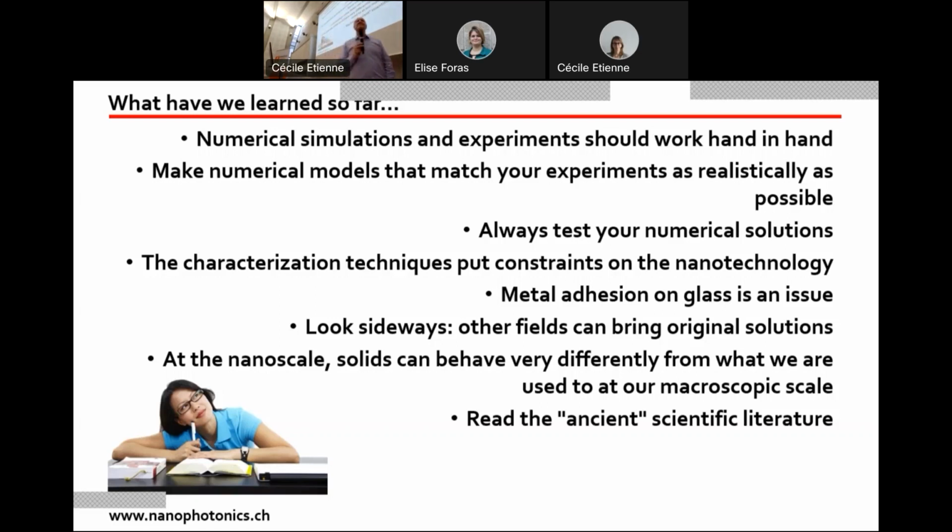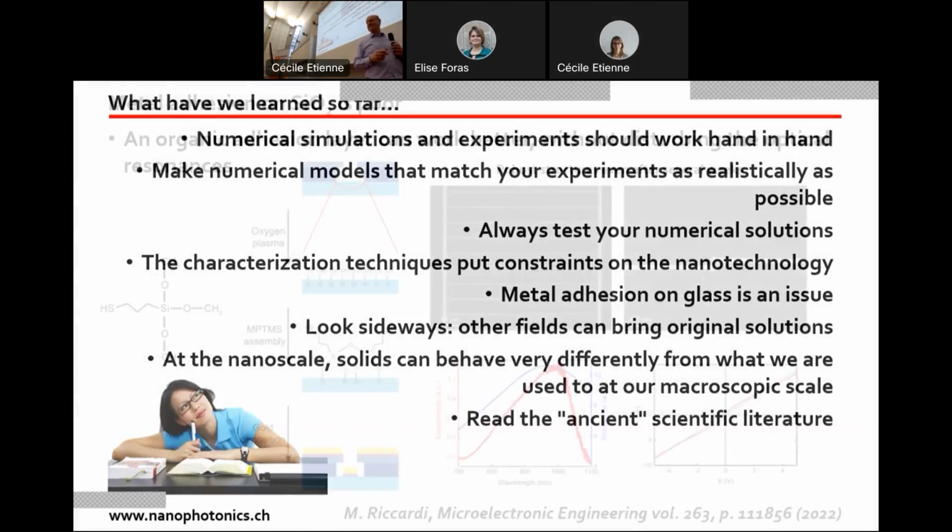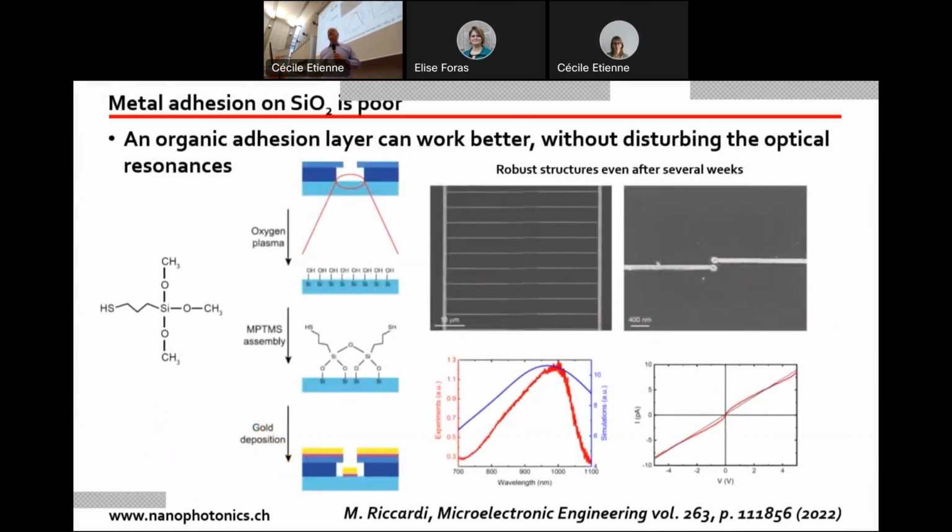Hi again. I had questions on the slide with the chemical structures. Yeah, this one. Could you explain the structures?